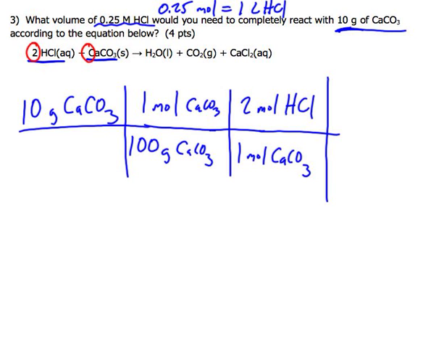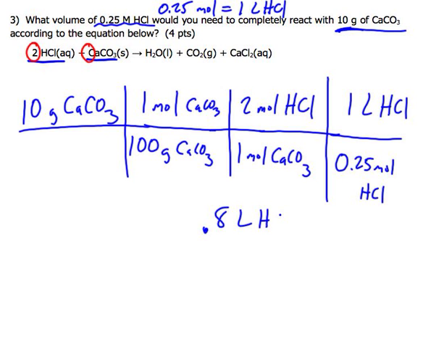So, how many liters of HCl solution will I need? According to this, there are 0.25 moles of HCl for every 1 liter of HCl solution. So now I will just calculate out this fence post. So 10 times 2 divided by 100 and divided by 0.25. I will need 0.8 liters of HCl, and that will fully react my 10 grams of CaCO3.